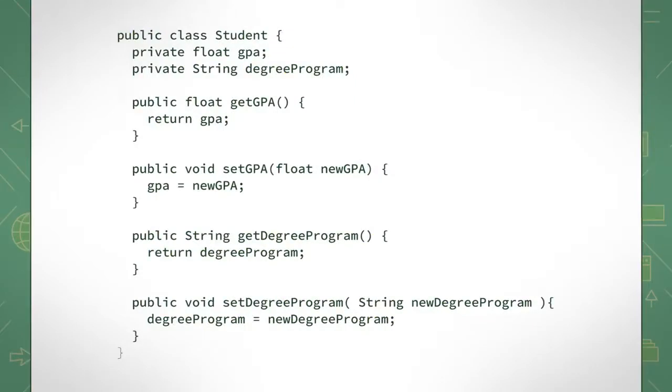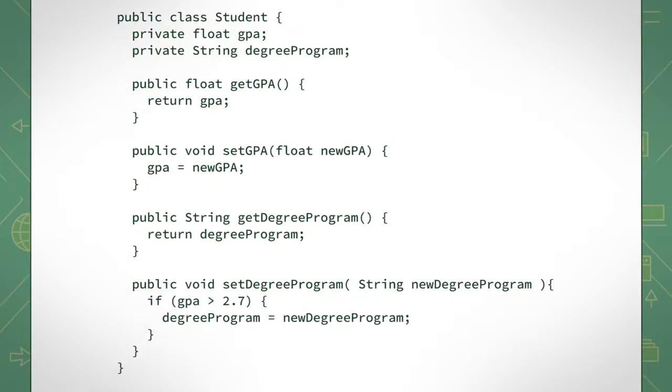You might have a situation in which there are restrictions on changing the degree program. You can change your code to more accurately display this restriction when it comes to changing the degree program. Let's say that you need a GPA greater than 2.7 in order to be able to change the degree program. This restriction might look like this. The outside observer does not need to know how your public methods are implemented, just that they perform as expected. That means you can add additional code to your getters and setters if you need to.